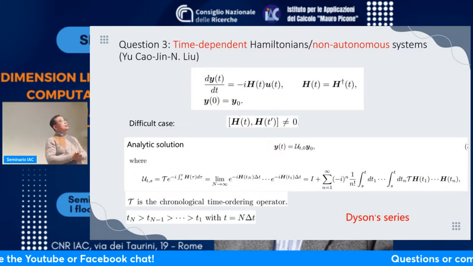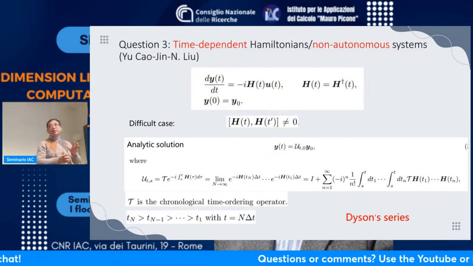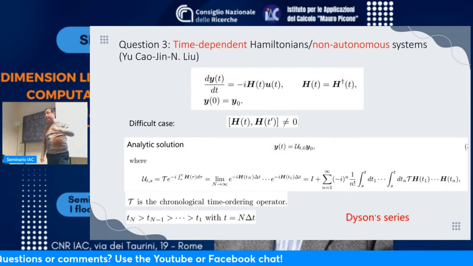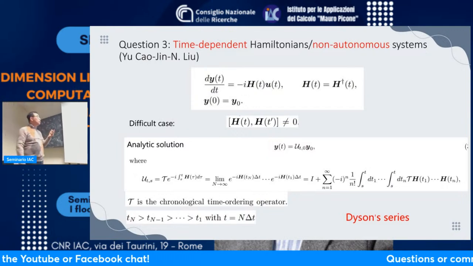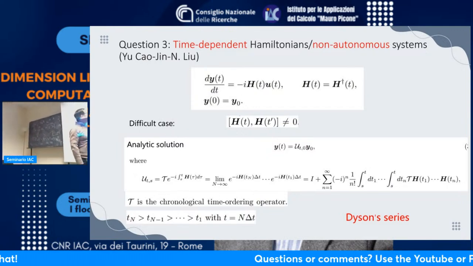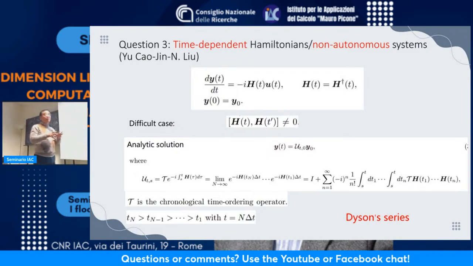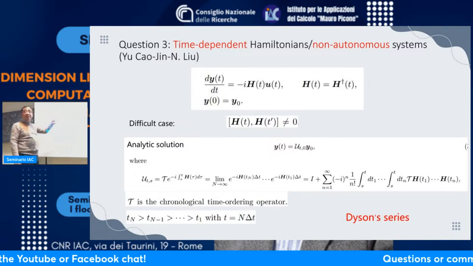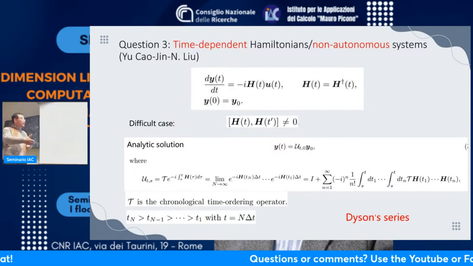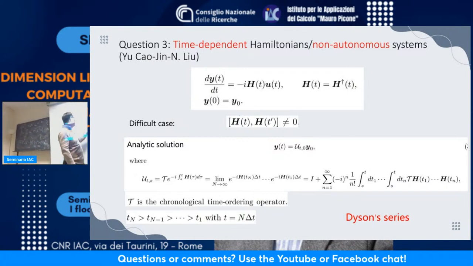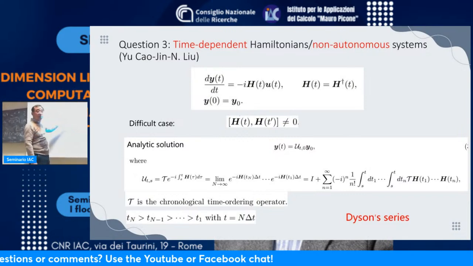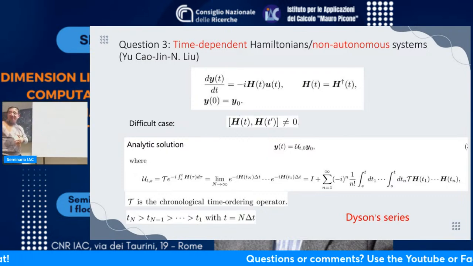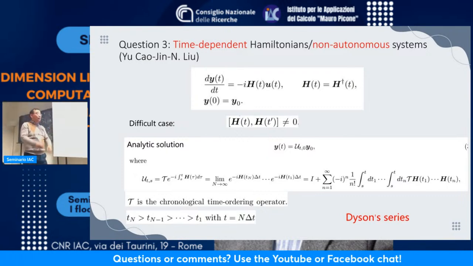So the third question: how about time-dependent coefficients? Very often they call this a non-autonomous system. For example, even for Schrodinger equations, the Hamiltonian depends on time. Actually, it's very difficult for a quantum computer, because when the Hamiltonian depends on time, the operators at different times do not commute. And for the analytic solution, you have to use this Dyson series because you have to order the time in the right way. The solution is e to the minus i times the integral of H from 0 to t, time-ordered. That's an evolution operator. The time has to evolve from smaller time to larger time in the right order, otherwise the solution is not right.